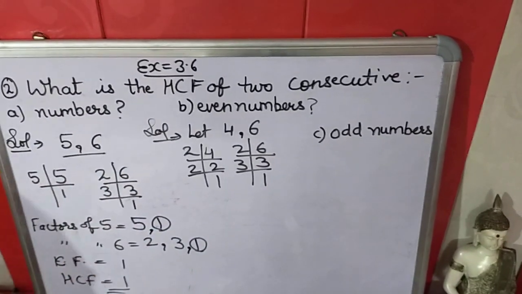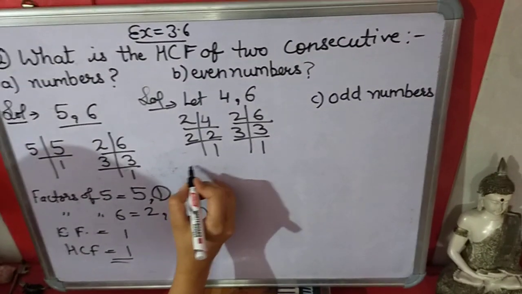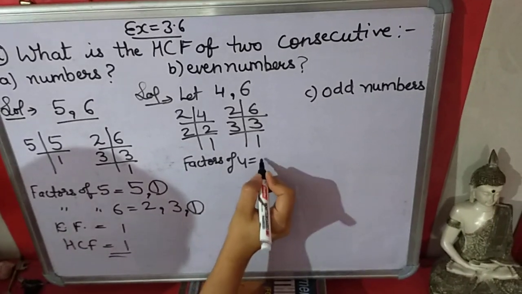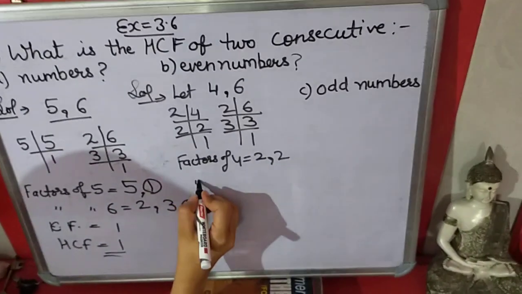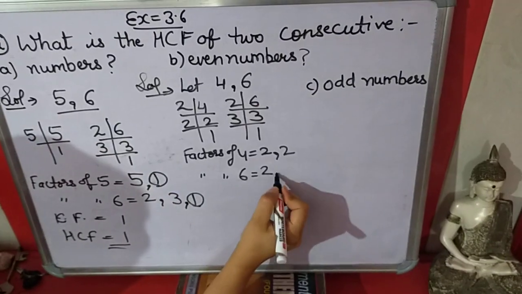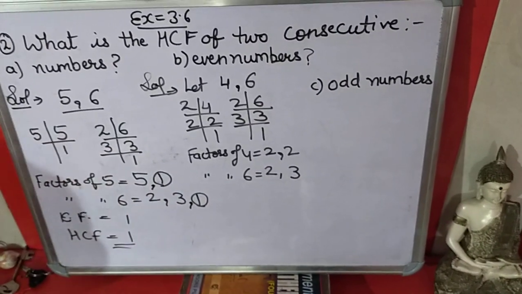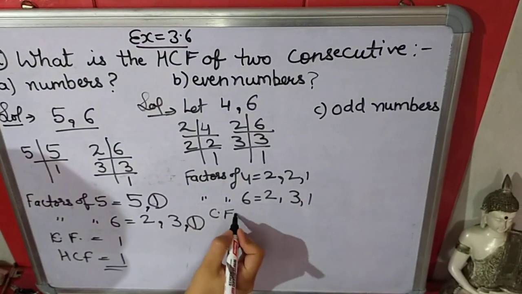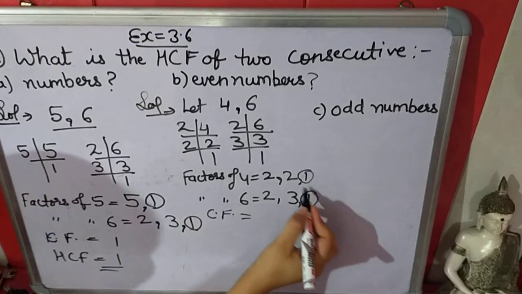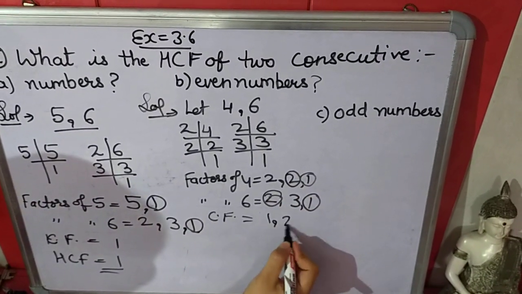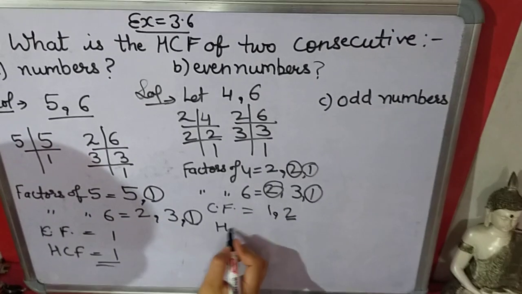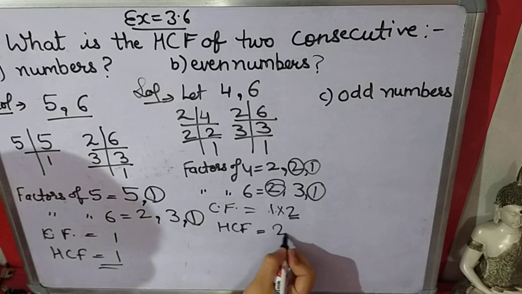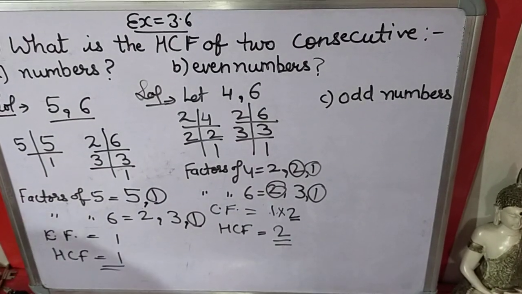Now we will take factors of 4: 2 and 2. Factors of 6: 2 and 3. And 1 also. Common factors are 1 and 2. So here we will take HCF. We will multiply it. 2 1s are 2. So HCF will be 2.